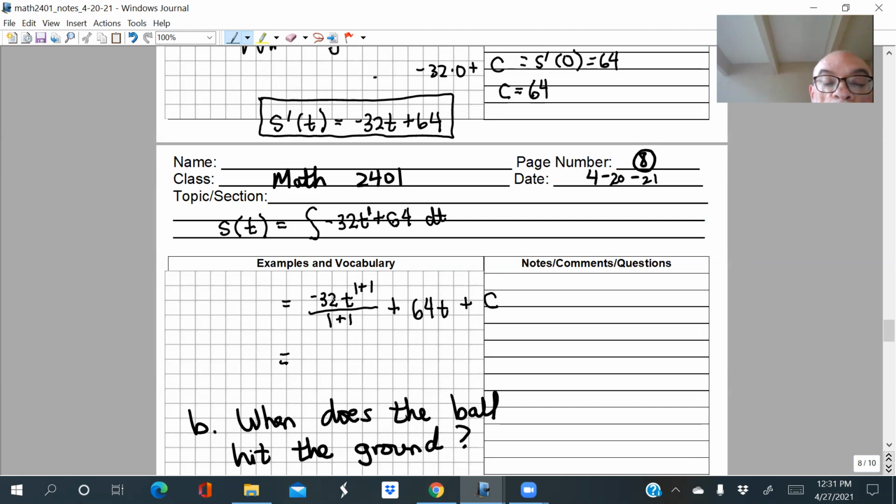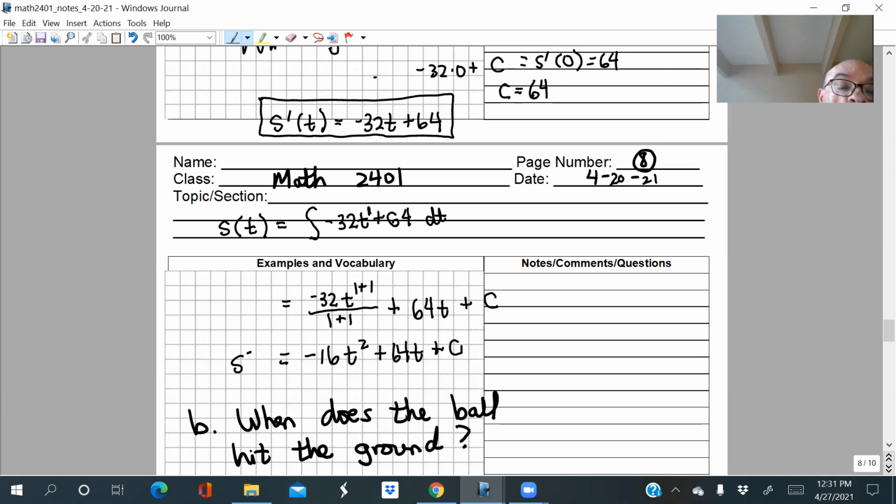All right, so let's see what this is. This is minus 32 divided by 2. That's minus 16. And then you've got t squared plus 64t plus the constant. By the way, when you take the derivative of this, what do you get? Well, 2 times minus 16 is minus 32, right? So you get minus 32t, and then the derivative of 64t is 64. So we know this has to be the right answer, because when we take the derivative of this, we get minus 32t plus 64. That's what we wanted.